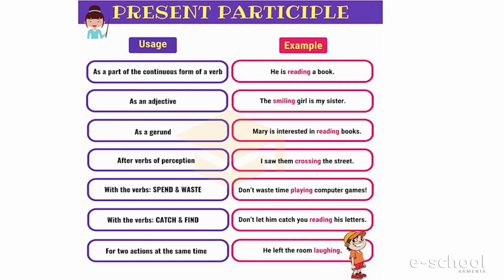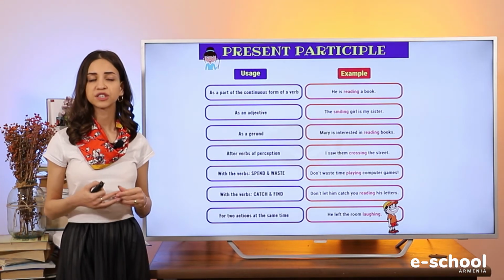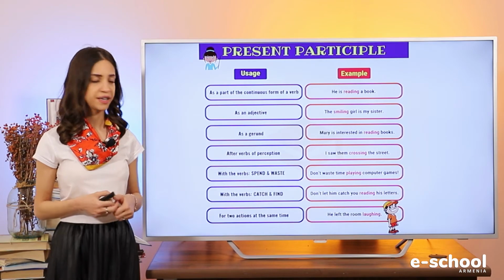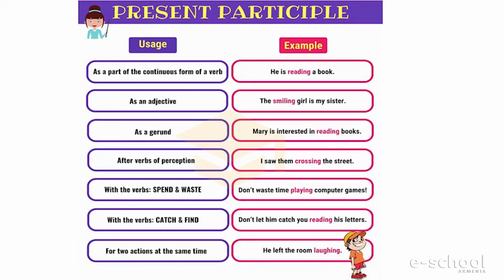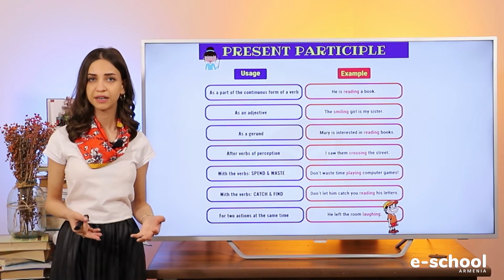After verbs of perception, I saw them crossing the street. With the verbs spend and waste, don't waste time playing computer games. Of course, there are some other verbs after which, again, we use verb plus ing. With the verbs catch and find, for example, don't let him catch you reading his letters. For two actions at the same time, he left the room laughing.